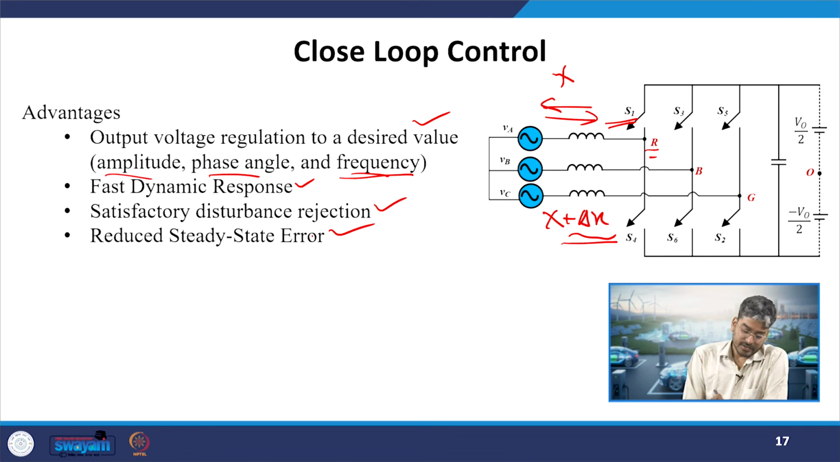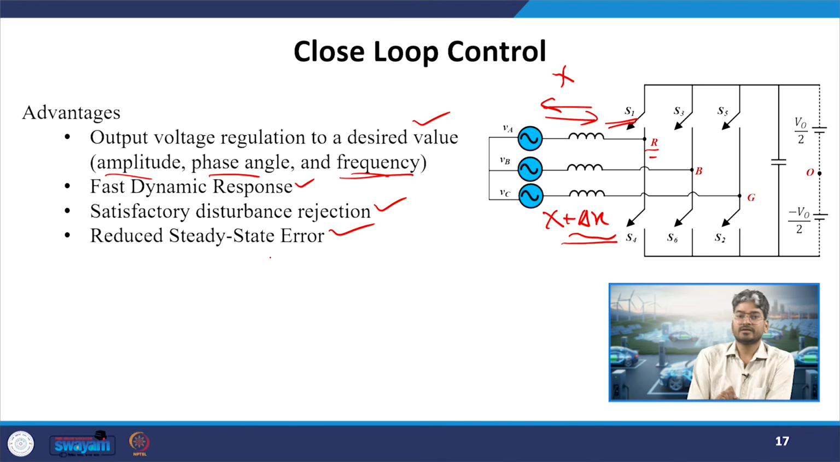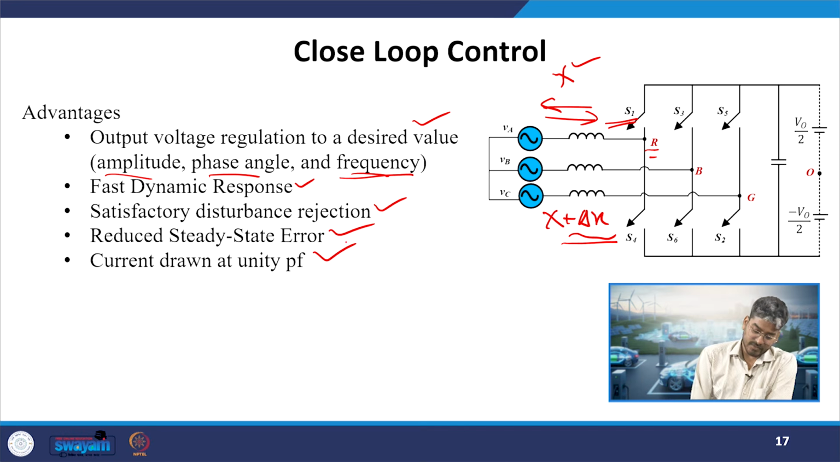So, in this case, the steady state error will be very less because we will be monitoring the output parameters which are required, that is voltage and current, and that can be easily tracked with our reference value. The moment I set some X value as the reference, I am pretty sure that the actual power being transferred will be nearby X. Current drawn will be at UPF.